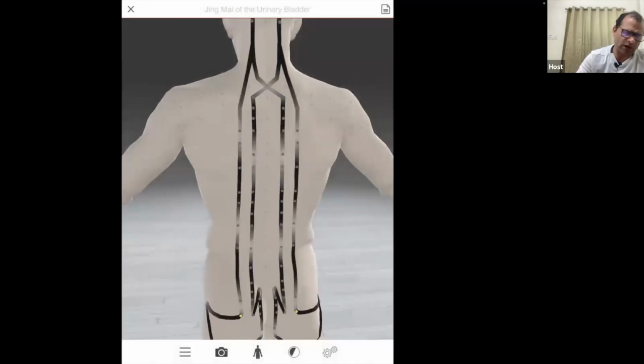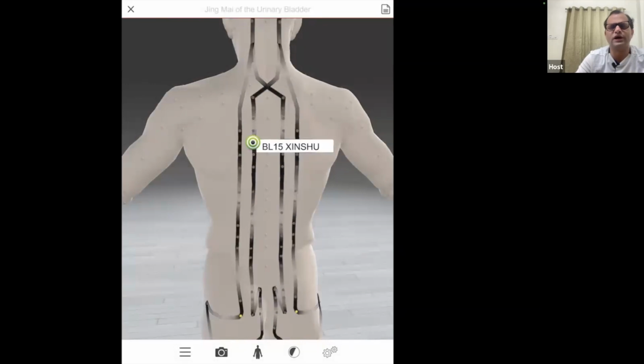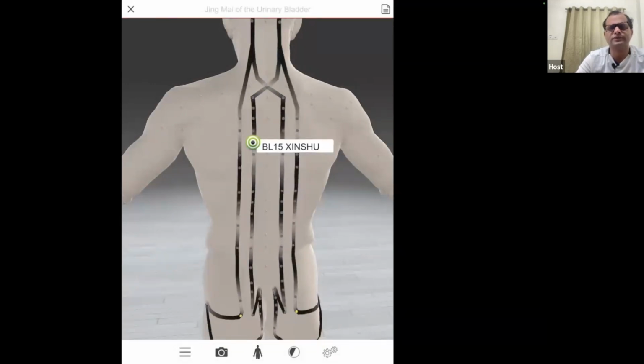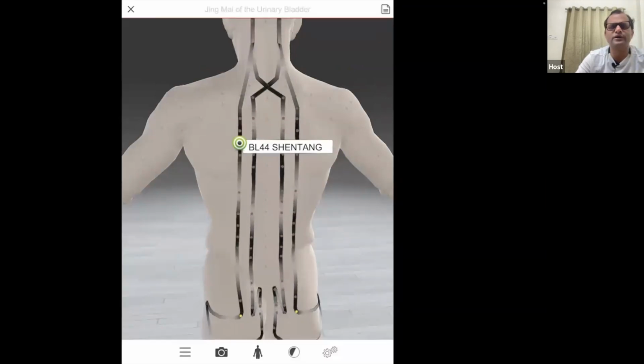Suppose I want to work on the heart. So this is the 15 number point. It's a very good point for the heart. It is the Baksu point of the heart. At the same level, this point will do cleansing of the heart, lymphatic drainage of the heart.